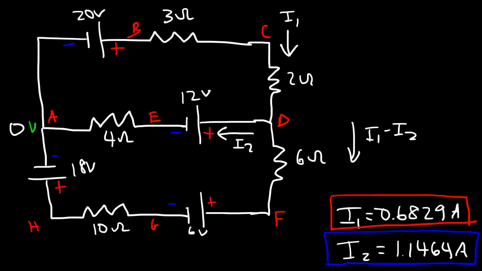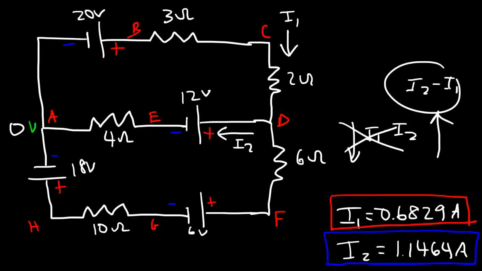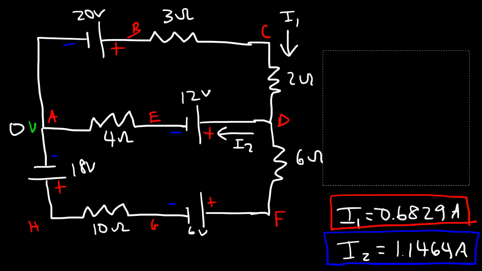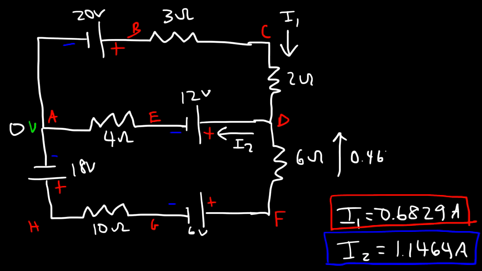Now if this result is negative, that means there is a current going in this direction, which is I2 minus I1. So let's see which one is the correct direction. If we take I1 minus I2, 0.6829 minus 1.1464, that's going to give us a negative answer, negative 0.4635. So therefore, this direction is not correct. So this is the correct direction. If we do I2 minus I1, it's going to give us positive 0.4635. So now we know the correct direction of the current. So we have this current, which is 0.4635 amps.